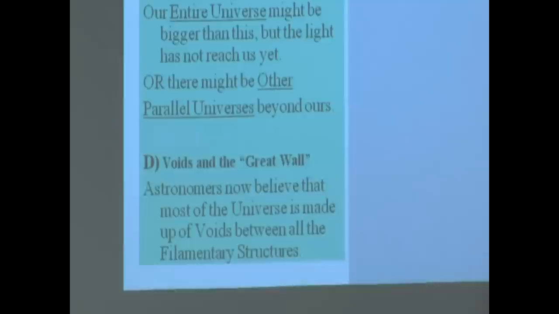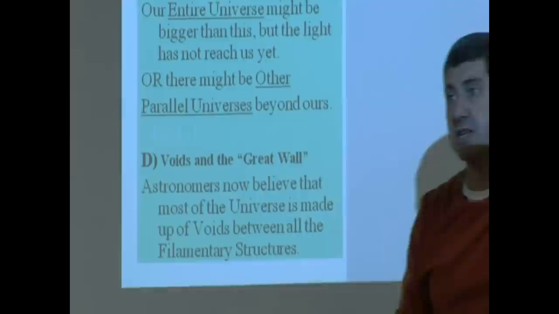Okay, the next final thing that we're ending lecture one with is the concept of not only how this universe is structured size-wise, but how it is structured in terms of shape. What we are finding is that the universe is made up of a lot of voids. I showed you one of those voids earlier when I was referring to the superclusters of galaxies. I said there's a void here, and inside of that void there could be dark matter. So astronomers now believe that most of the universe is made up of voids between all of these filamentary structures. The universe has all these filaments, all these superclusters, and in between them there's a lot of void area, and we don't know what's in there.